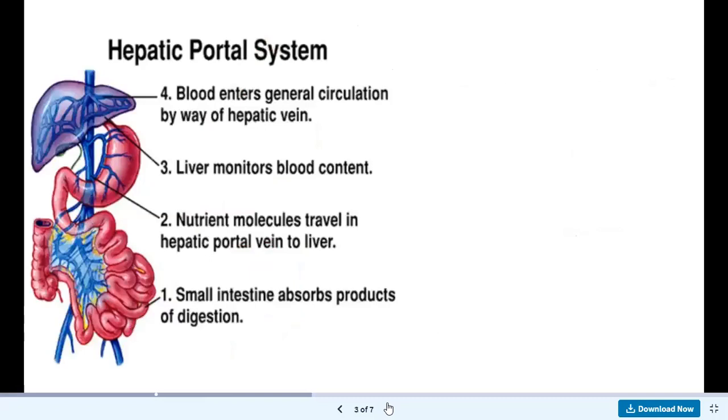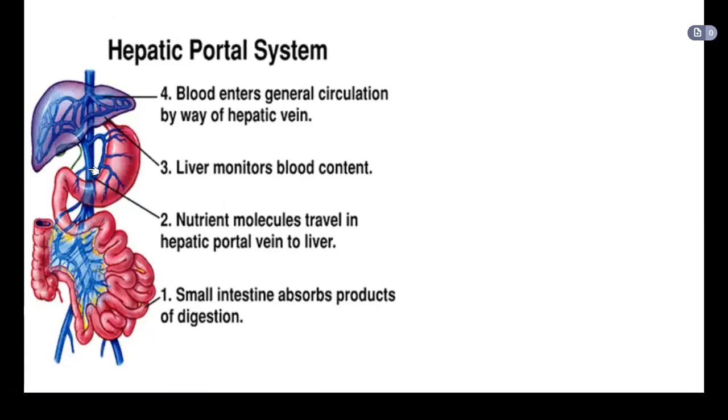Okay, so we have the hepatic portal system. In this diagram, let's start from number 1. This is the small intestine, which absorbs products of digestion. And then number 2, the nutrient molecules travel in the hepatic portal vein to the liver. So all the nutrients from this small intestine travel in the hepatic portal vein going to the liver.